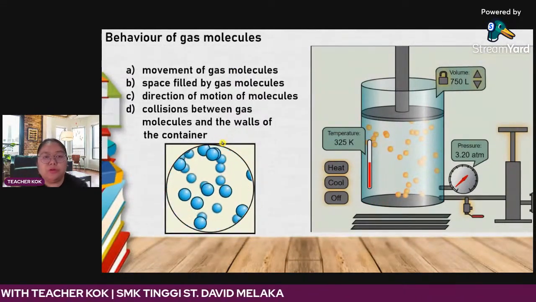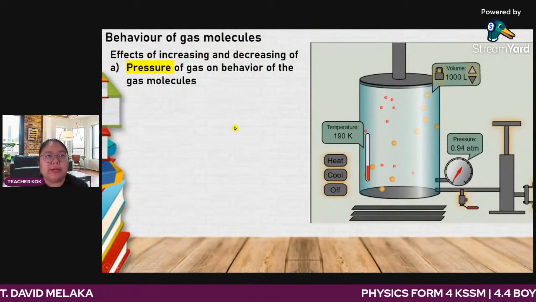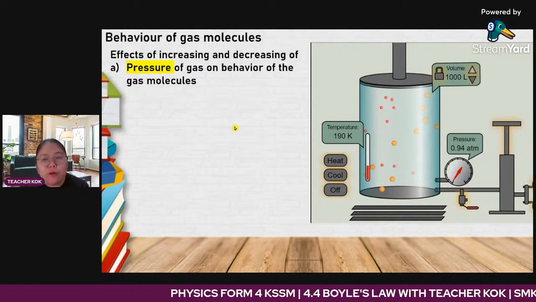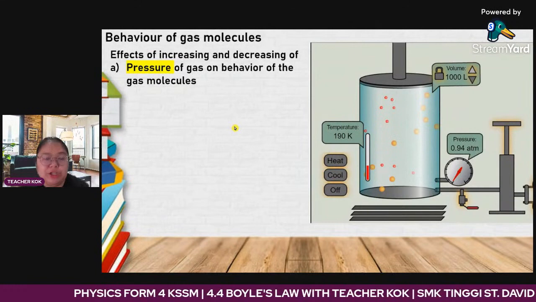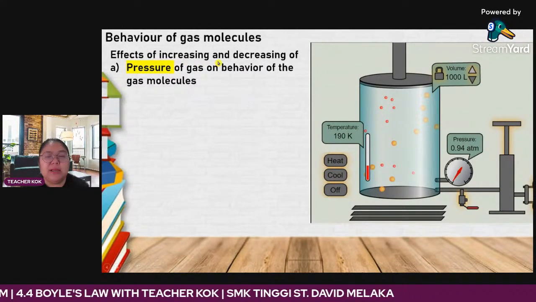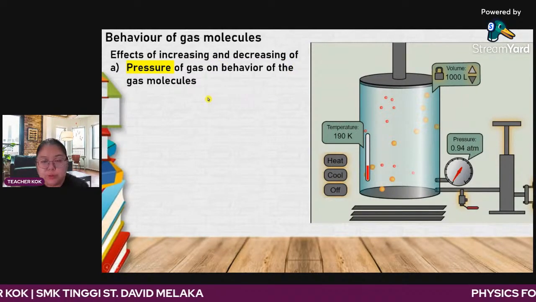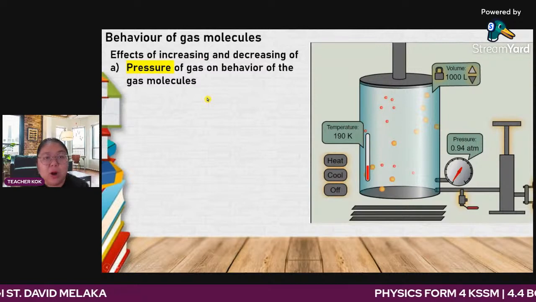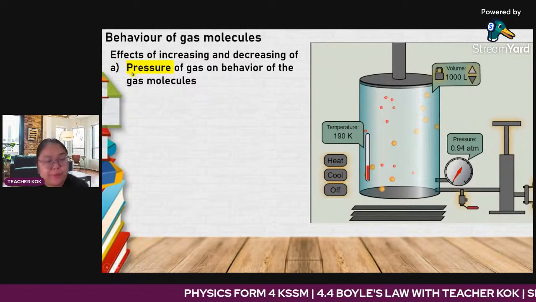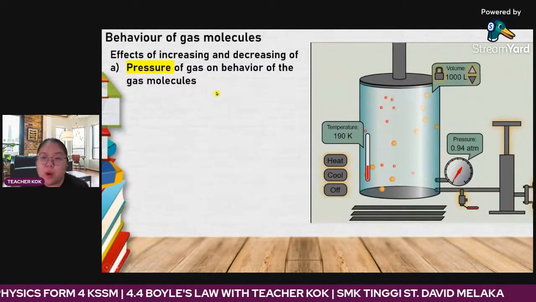Okay, so we go through to the next part. Next part we need to go into more specifics. We relate with the pressure, volume, and also the temperature. So let's see the first one, the effect of increasing and decreasing. What happens to the molecules? We see whether they are faster or slower. We see the behavior when we adjust the pressure, the pressure of the gas on the behavior of the gas molecule.